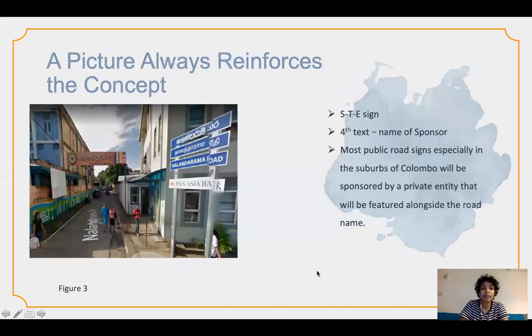And then we have my favorite part, which is the language signs. This puts an image into the audience's head also, I feel. So you have the format that we've been talking about, and then a fourth text with the name of the sponsor. This happens quite often. Private entities can sponsor things.